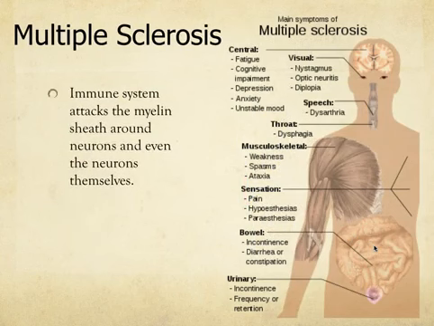Multiple sclerosis, we had talked a bit about this before, in 201. So the immune system is attacking the myelin sheath around neurons, and even the neurons themselves. So not surprisingly, you have lots of issues with fatigue, cognitive impairment, depression, anxiety, unstable mood. As soon as you start affecting the brain, that's going to affect your ability to speak, your ability to control your muscles. Sensory neurons can be attacked, so there's pain, et cetera. So lots of different issues in multiple sclerosis because of the immune system gone awry.